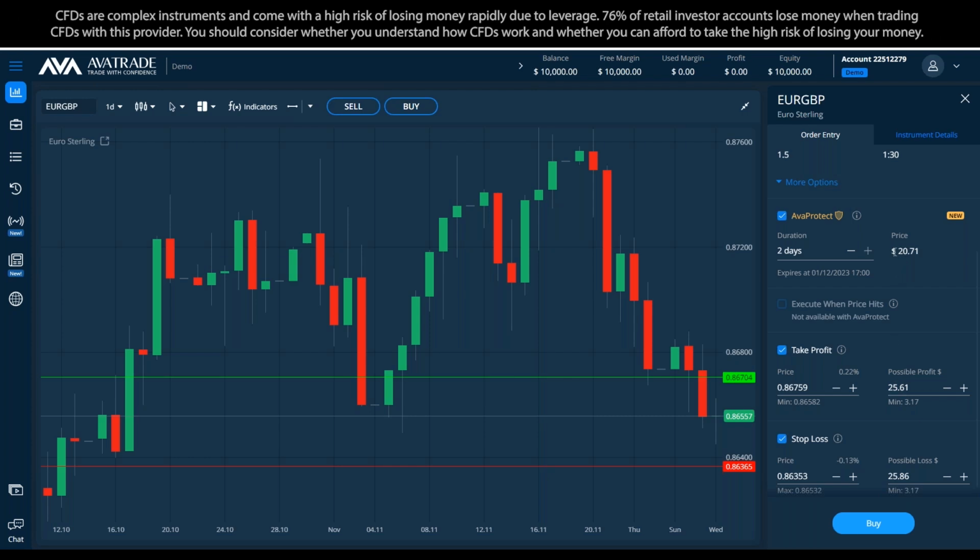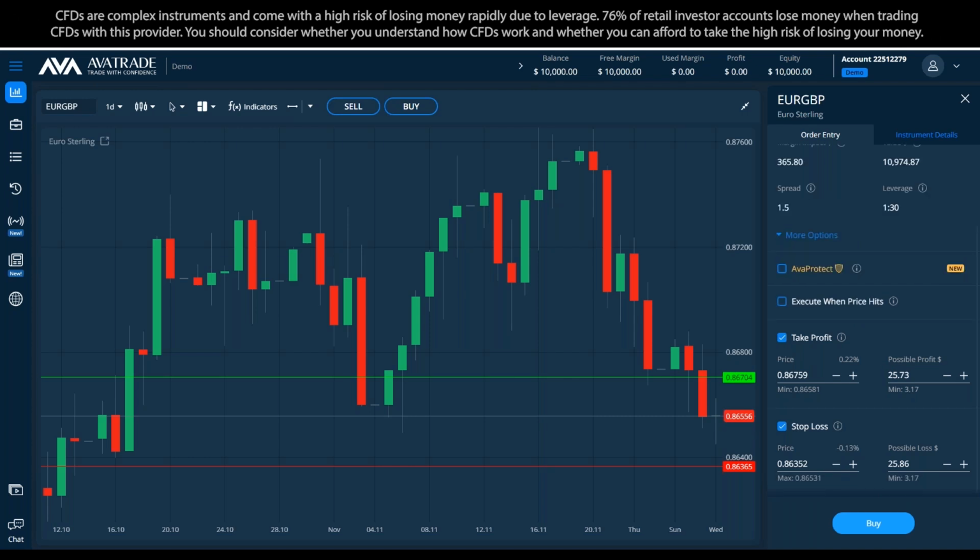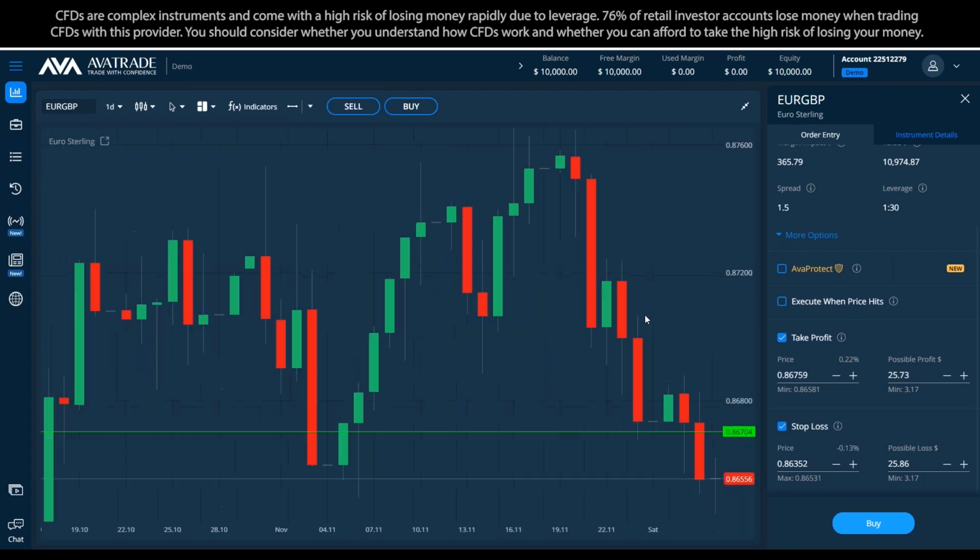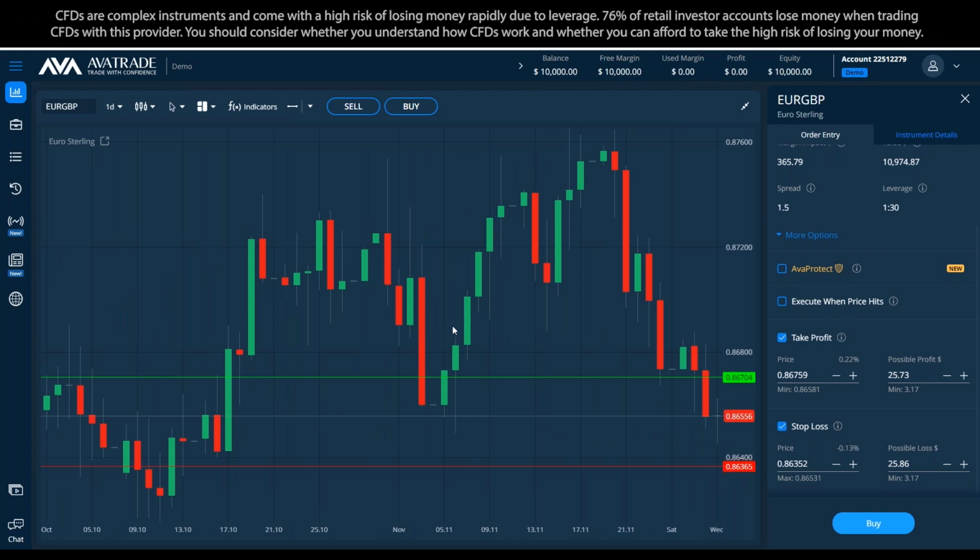Paying a fee of $20, making 25, I'd rather not use Protect at all, right? What's the point? You've got to make sure that it's efficient for you to take advantage of this wonderful product.